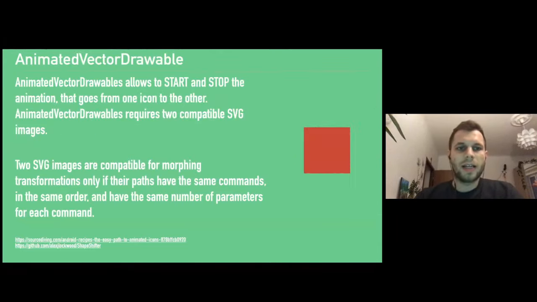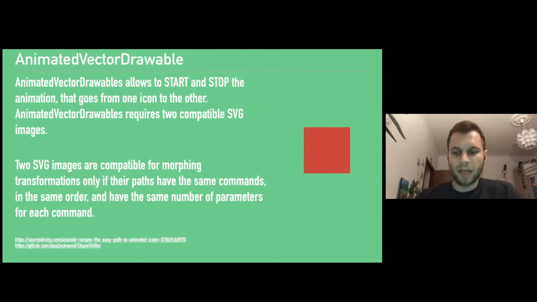So as I said, animated vector drawable. It's a class in Android. To make an animation from two images, we need to make them compatible. What does it mean? Two SVG images are compatible for morphing transformations only if their paths have the same commands in the same order and have the same number of parameters. This description is from the first link that you can see below on this page. It's a great article. You can find there a lot of information on how to do that.